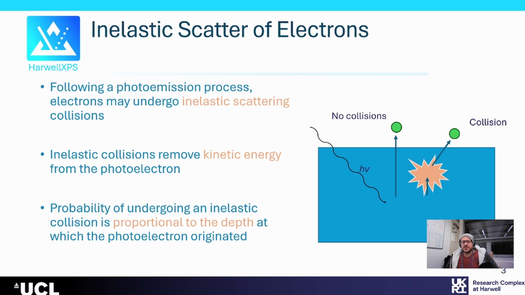The distance between successive collisions is known as the inelastic mean free path, and this is a property dependent on the material composition and the kinetic energy of the outgoing photoelectron. It is this value that gives us our information depth.